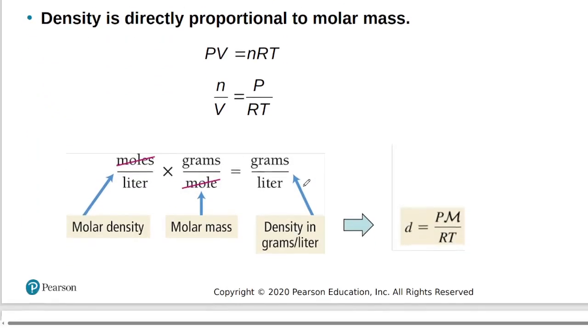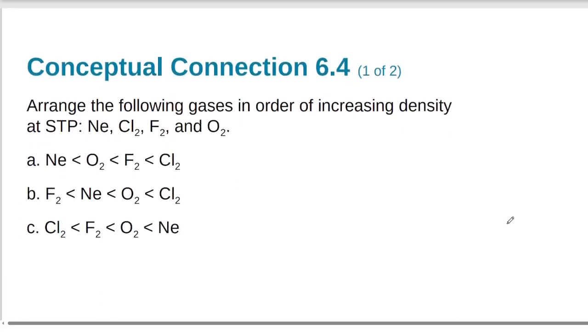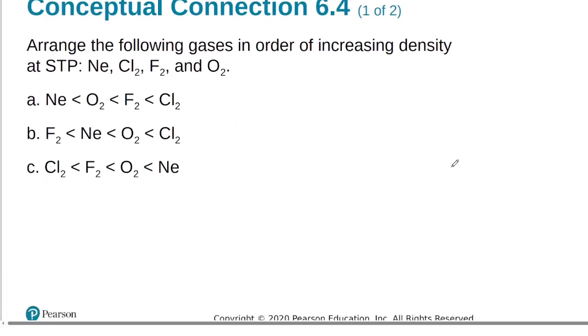Okay? So density is directly proportional to the molar mass of a gas. All right? And the density can be given by the pressure times the molar mass over R times the temperature. We can derive that equation. And we'll do some problems with that in our exercises.